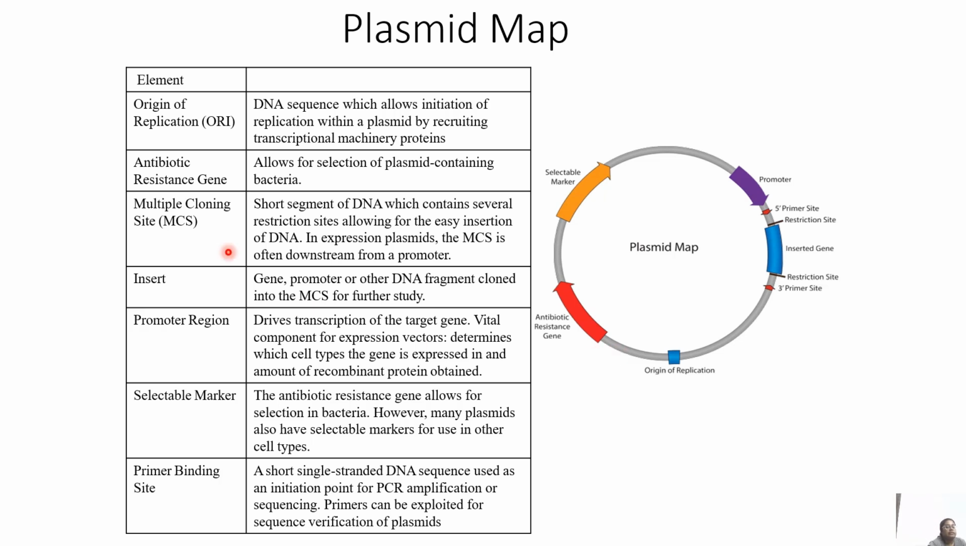Then we have the insert, which is the gene insert, gene promoter or other DNA fragment cloned into the MCS for further study. Then we have the promoter region, which drives transcription of the target gene. It is a vital component for the expression vectors and determines which cell types the gene is expressed in and the amount of recombinant protein obtained. We have the selectable marker. There is the antibiotic resistance gene that allows for selection in bacteria. However, many plasmids also have selectable markers for use in other cell types. Then we have the primer binding site, a short single-stranded DNA sequence used as an initiation point for PCR amplification or sequencing. So primers can be exploited for sequence verification of plasmids.